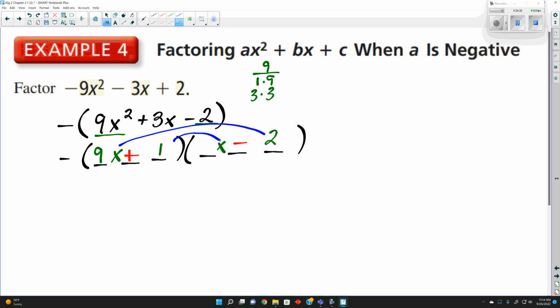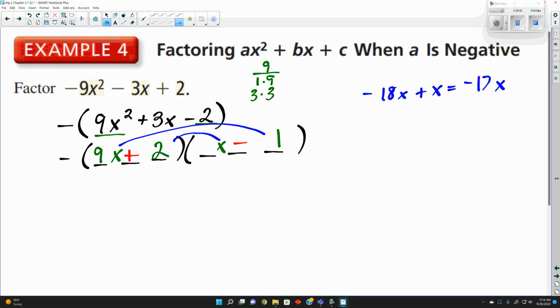And lastly, we can check this here. So 9x times negative 2 is negative 18x. 1 times x is plus x. And negative 18x plus x is negative 17x. Is that the middle term we wanted? No. So we can flip the 1 and 2 and give us 2 and 1.